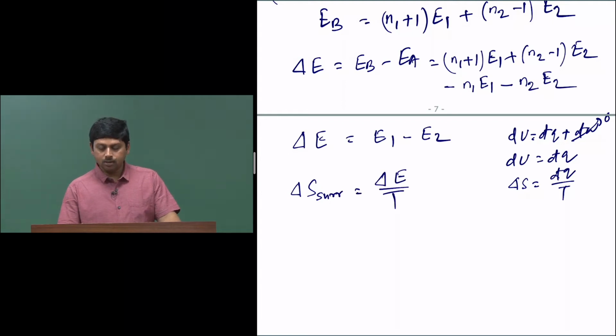So, this is the energy change of the system. So, therefore, energy change of the surrounding is E 2 minus E 1.